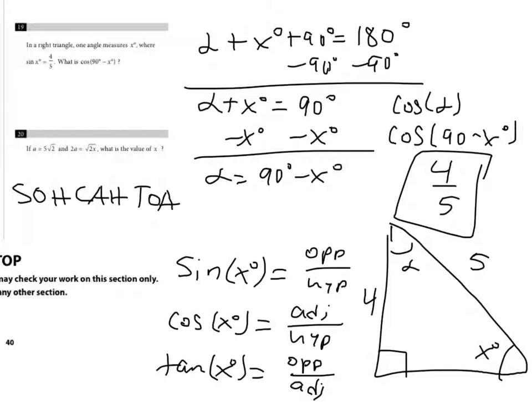I believe this is called the complementary angle relationship. So if I take the sine of x, that's equal to the cosine of 90 minus x.